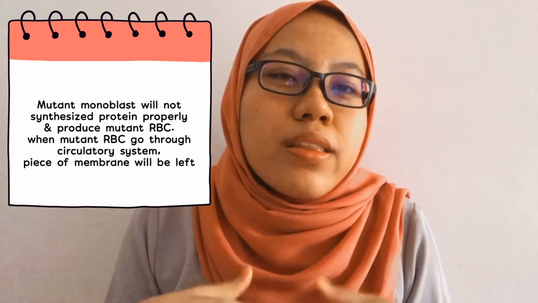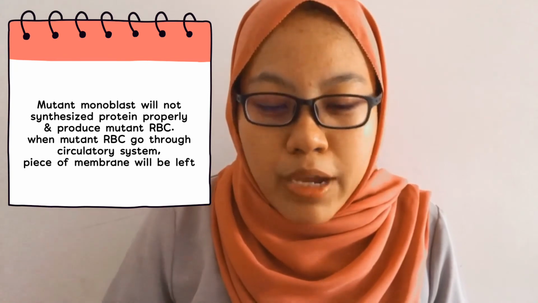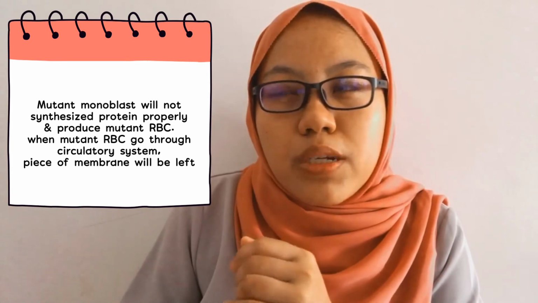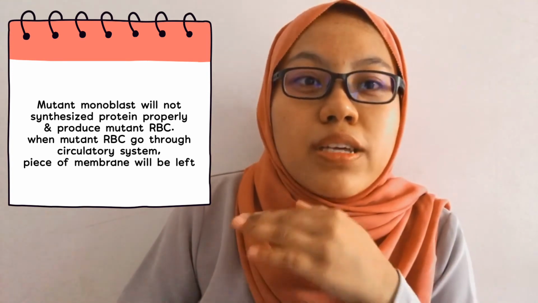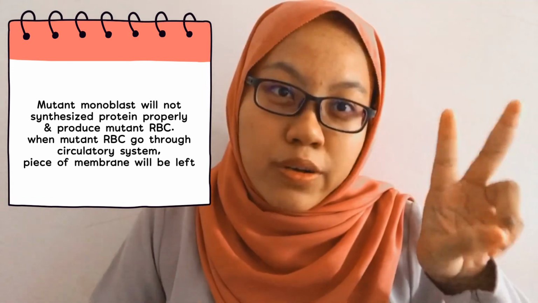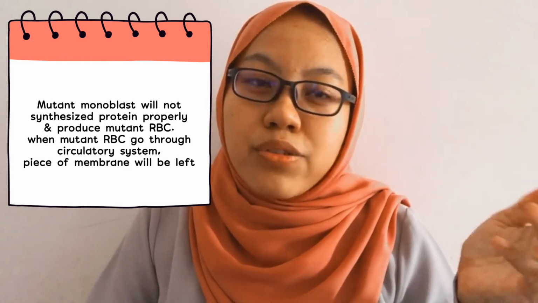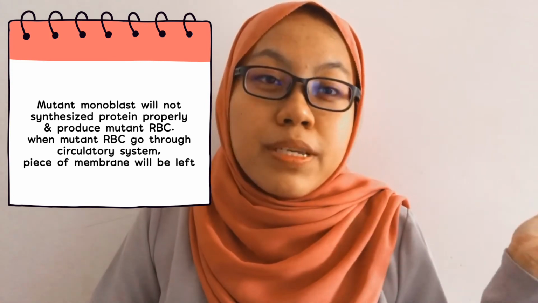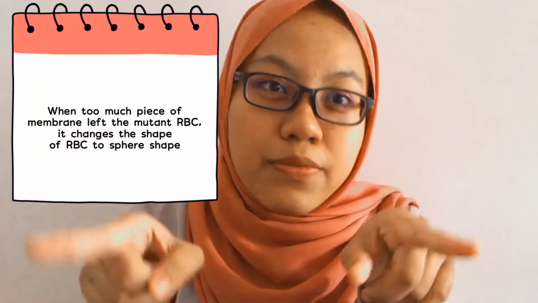So when the mutant red blood cell goes out of the bone marrow into the circulatory system, it goes through narrow pathways such as the spleen, which only lets 2 micron cells pass through. It becomes harder, and it will leave a piece of the membrane. The spherocyte cannot squeeze through, and it releases microvesicles. It leaves a piece of membrane, and it becomes a spherocyte, the shape of a sphere.